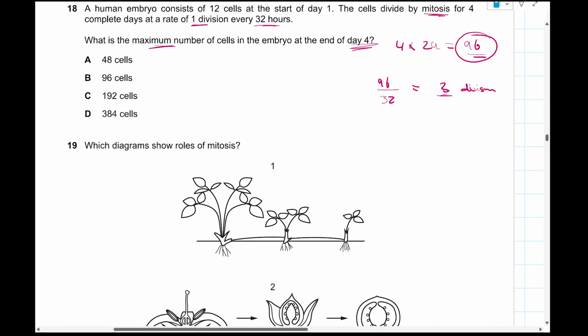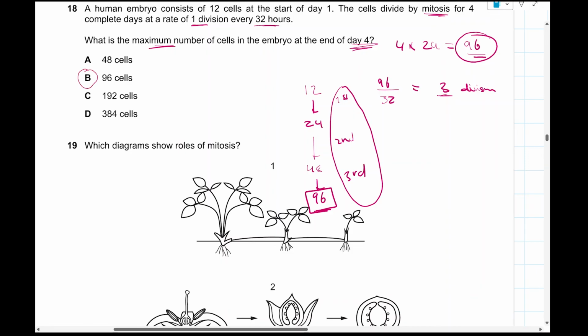Now, the way mitosis works is, for example, if we start at 12 cells, the first division doubles it to 24. And then in the second division, it doubles to 48. And then in the third division, it doubles to 96. Therefore, the final number of cells after 3 consecutive divisions is going to be 96 cells. Therefore, the answer is going to be B.